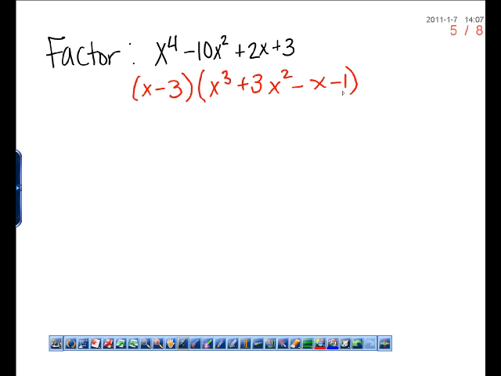Okay, look at this big factor right here. Does that factor? Can I factor that anymore? No, I have 4 terms, so I would have to use 4-term grouping. But I've got this pesky 3 in there, and that 3 is going to keep messing things up. No matter how I rearrange it, I'm not going to be able to group it. So this is as factored as that polynomial can get.